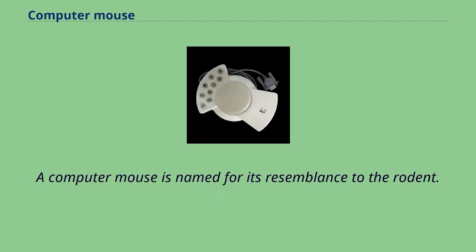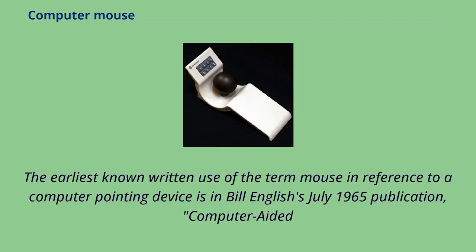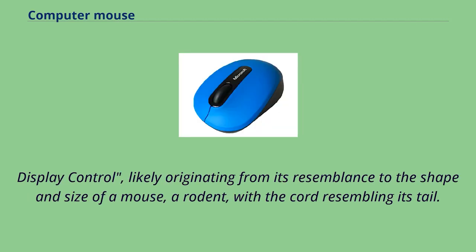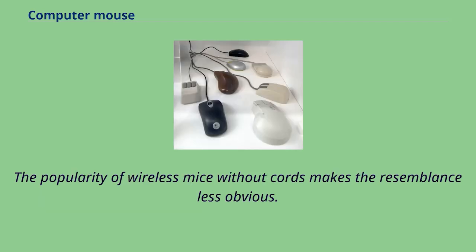A computer mouse is named for its resemblance to the rodent. The earliest known written use of the term mouse in reference to a computer pointing device is in Bill English's July 1965 publication, Computer-Aided Display Control, likely originating from its resemblance to the shape and size of a mouse, a rodent, with the cord resembling its tail. The popularity of wireless mice without cords makes the resemblance less obvious.